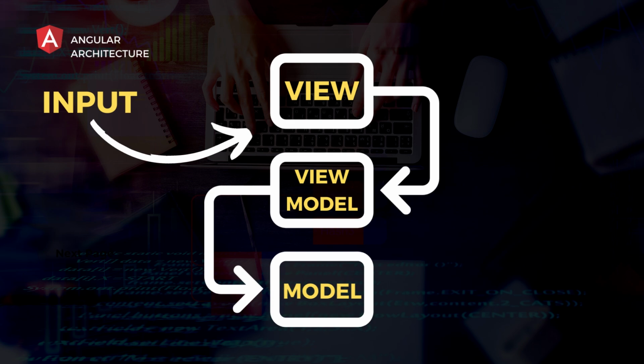View model. The view model is an intermediary layer between the view and the data model. It is responsible for exposing the data model to the view and handling user input and interactions. You may think that view model is a very complex kind of semantics for Angular, but basically it is not.